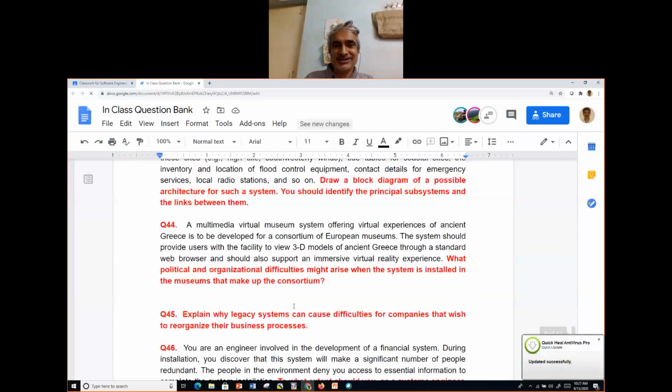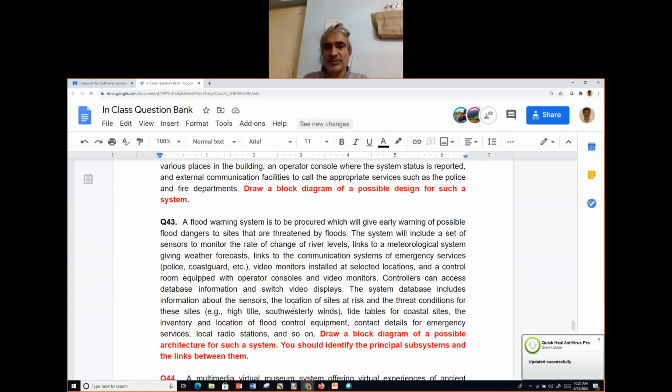Look at that. A flood warning system is to be procured which will give early warning of possible flood dangers to sites that are threatened by floods. So, description. Draw a block diagram of possible architecture for such a system. You should identify the principal subsystems and the links between them. So can you visualize the given scenario and draw the architecture diagram? This is the kind of question that you should expect in the examination.